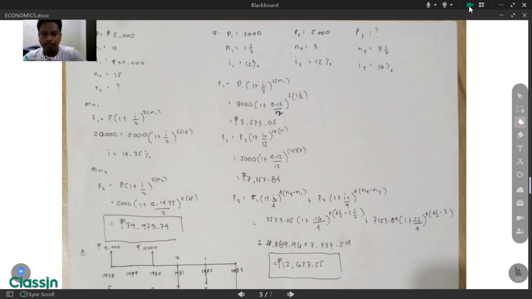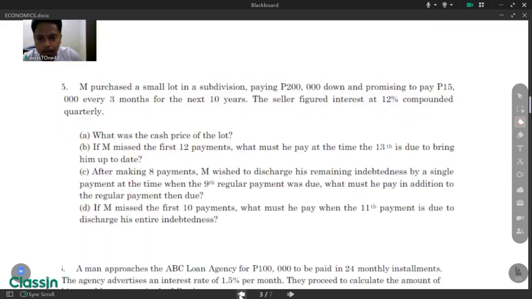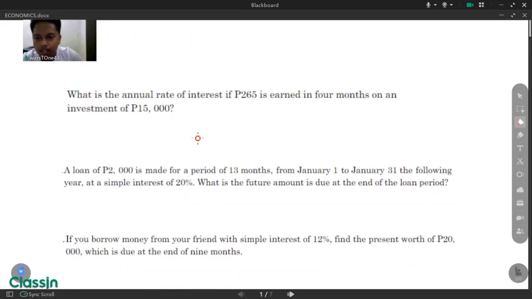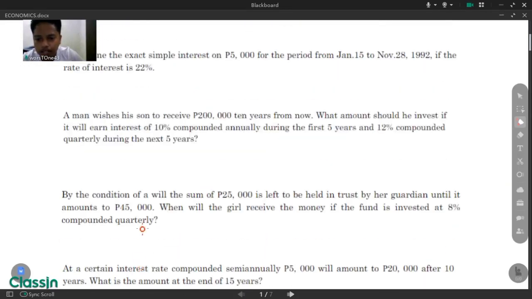Okay, next we have item number 8. So let's proceed to item number 8.